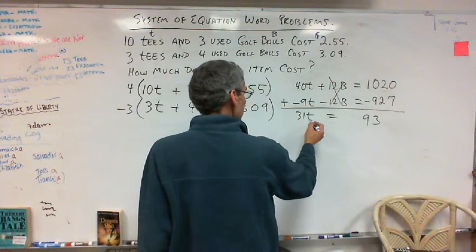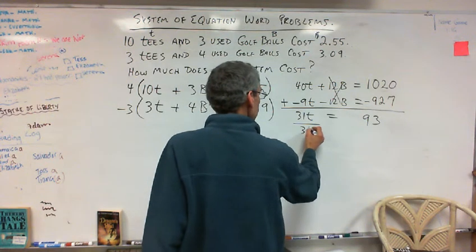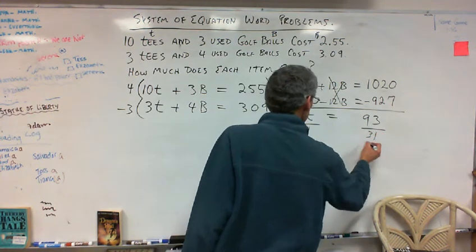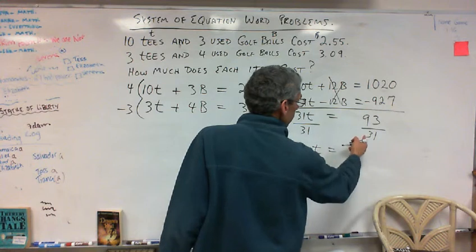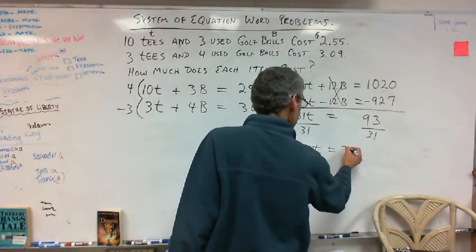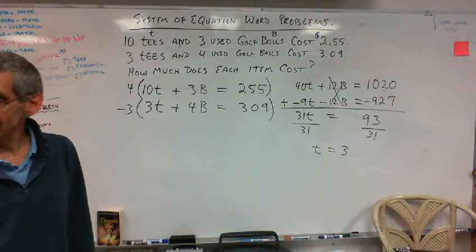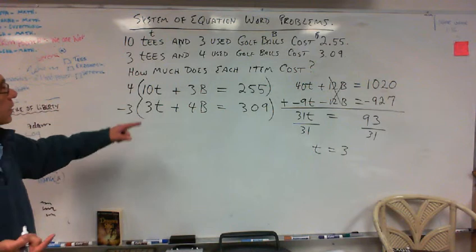93. So now I'm going to divide both sides by 31, right? And I'm going to get, that is really cool. Look at that. That goes in 3 times. So my t is 3.